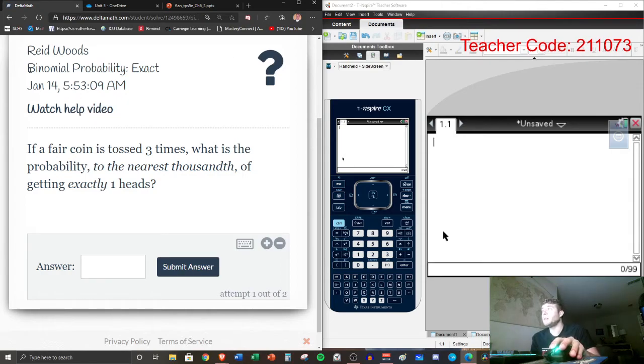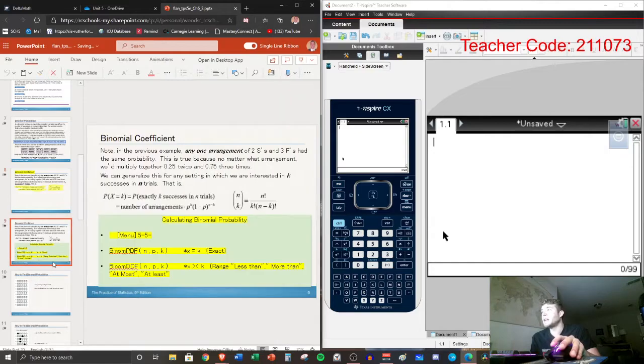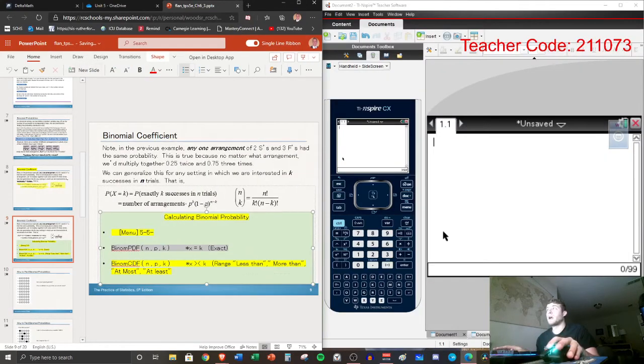So this is a binomial probability exact, and we talked about that in the notes. We said the binomial PDF is the exact, and CDF is the range. So we're going to work one example here.